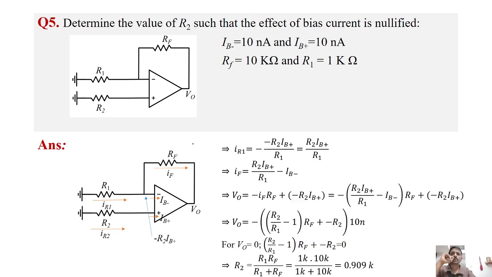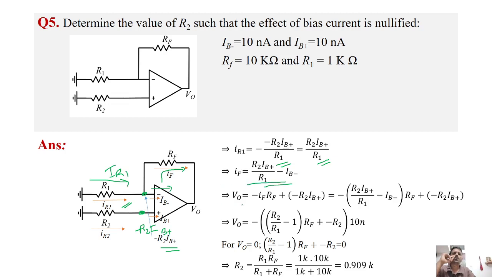So as I mentioned initially, I found what is the current IR1. So what is the current IR1 we have to find. For that we need to find what is the voltage here. So voltage here is minus R2 into IB plus, and that is the same voltage here. So minus of that by R1. So I will get R2 IB plus by R1. So what is current IF? The current IF is this current minus IB minus. So whatever current flowing through IR1, say IR1 minus the current IB minus. So that is what is written here.